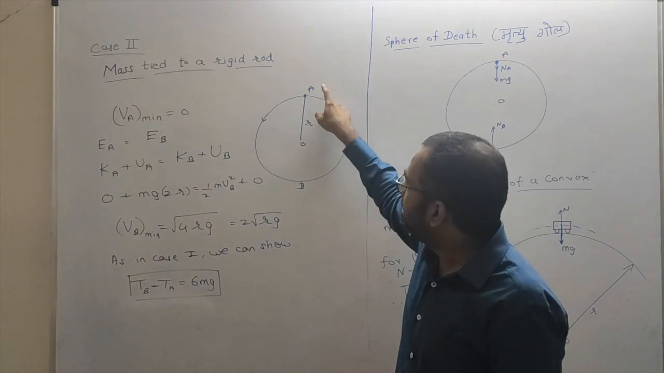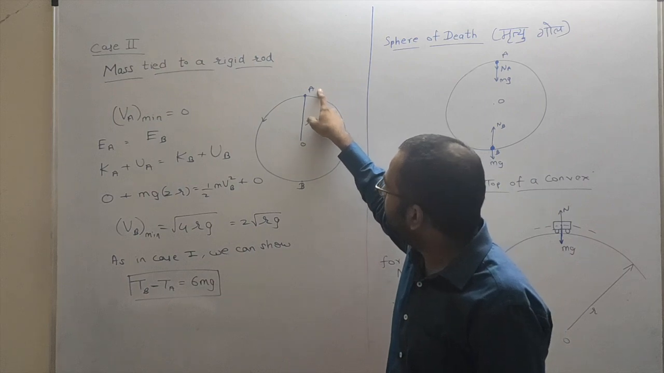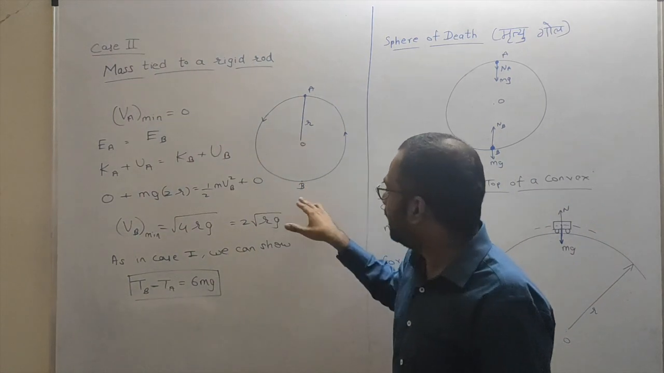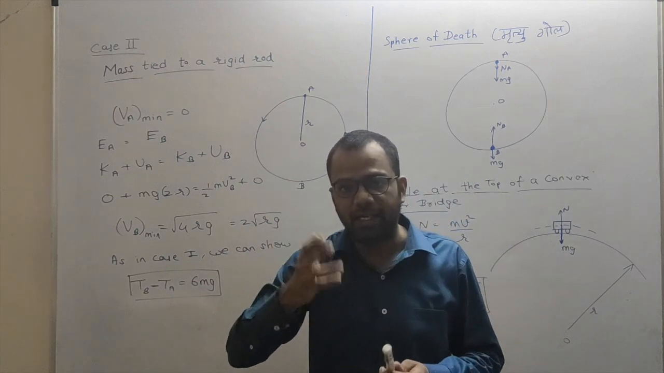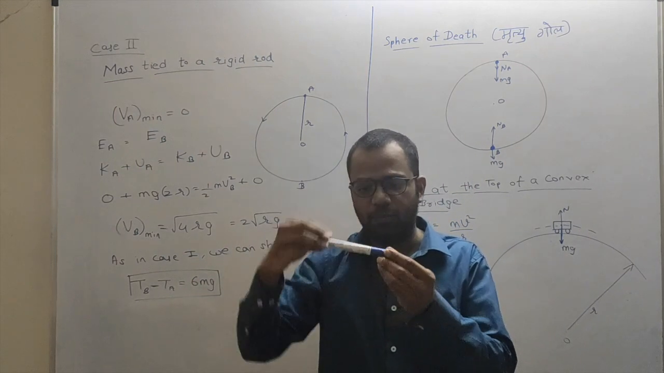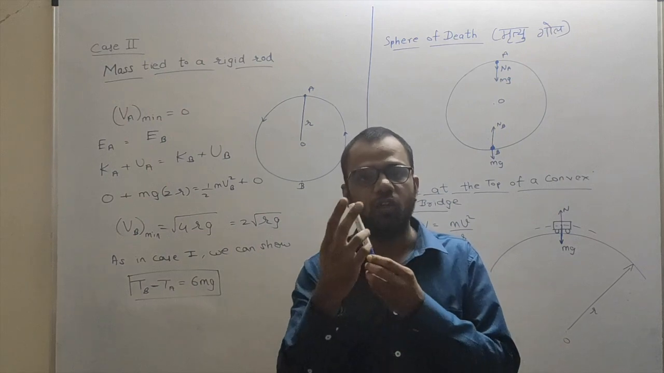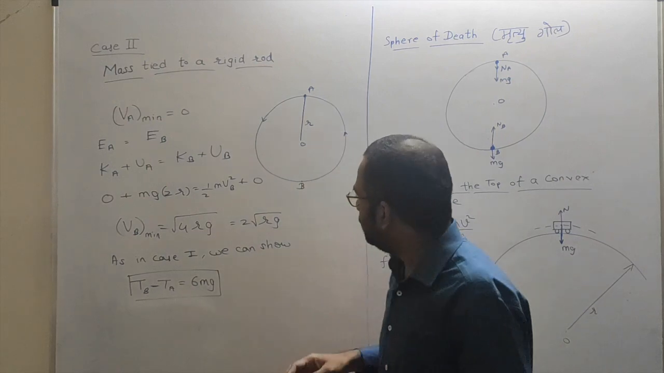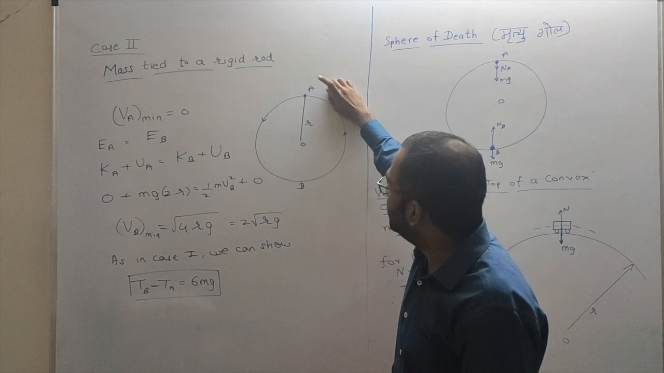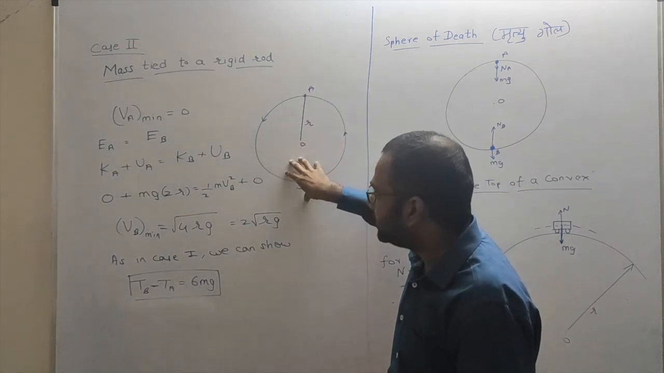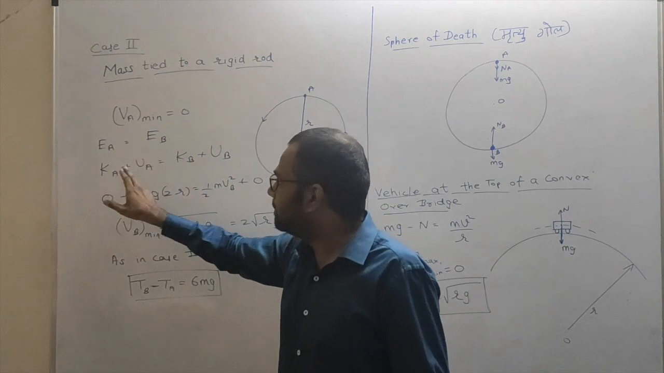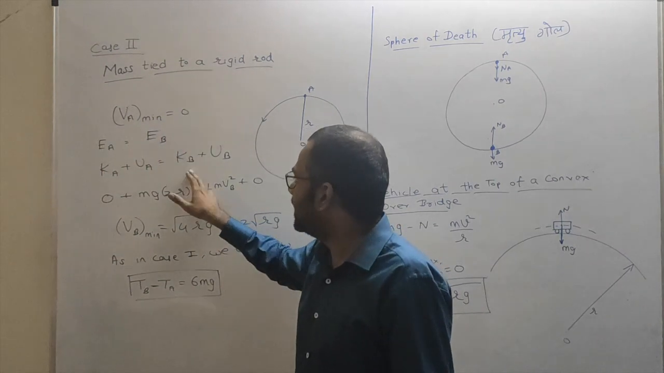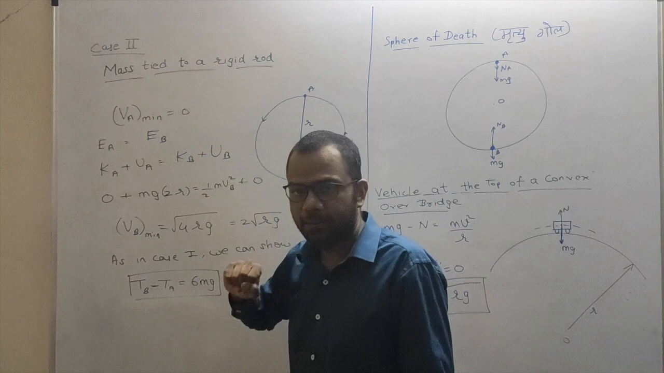Now as VA minimum we have 0, I will also have some VB minimum. Obviously it will be something greater, because we have seen that as the object comes down, the velocity goes on increasing. Now for that we can say that total energy at A is equal to total energy at B. So EA is equal to EB.